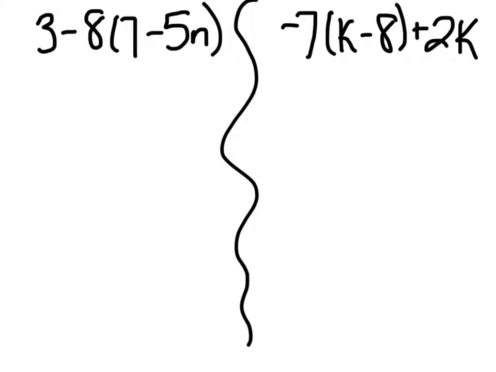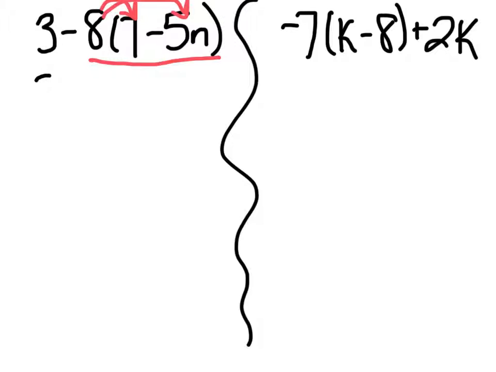So let's look at this first one. 3 minus 8 times 7 minus 5n. Okay, I have to remember my order of operations. It's really, really important here. I can't do 3 minus 8 because this 8 has something attached to it. So that means that I need to do some distributing here, right? So I'm going to distribute like that, and then I'm also going to distribute like that.